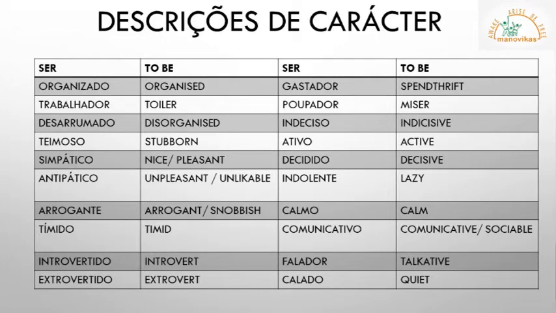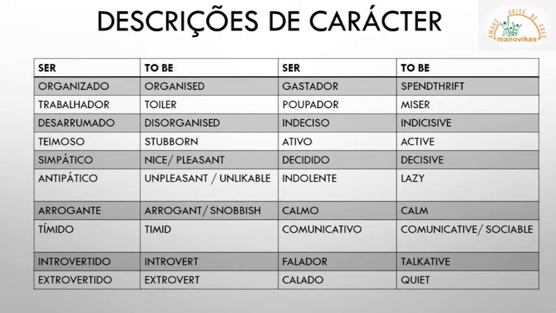Antipático, when the person is not very pleasant, right? It's a very unpleasing nature. Then you will say antipático. Then, when someone is arrogant or snobbish, you will call them arrogante. Ela é or ele é arrogante. Now it ends in E, so it doesn't matter about the gender.